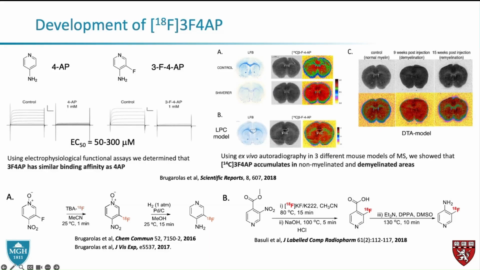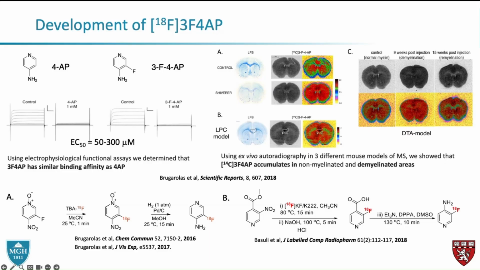Then we purchased the carbon-14 labeled form of this molecule to do some autoradiography. The way this autoradiography was done is we injected the carbon-14 labeled compound to live animals that had a myelin deficit, like the shiver mouse. The shiver mouse has a mutation in myelin basic protein and does not produce myelin. And what you can see on the histology staining, on the LFB staining, is that the shiver mouse has the corpus callosum looking much more faint than on the control mouse, where you have a lot of myelinated axons. And then 3-F-4-AP showed low signal in the control mouse and high signal in the demyelinated mouse.